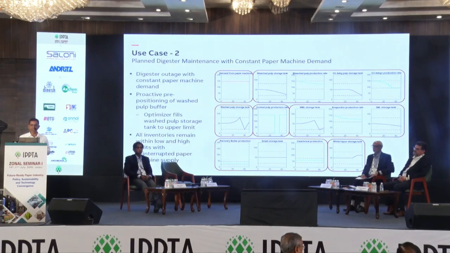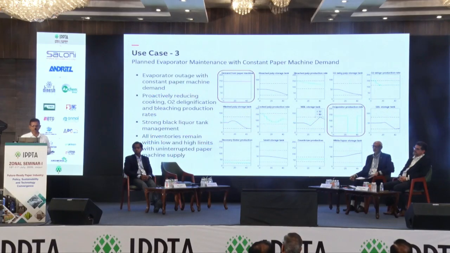Of course, there is a change in the white liquor tank level because the production rate is down. However, that level is still far away from the upper limit. So in this case, compared to use case 2, the optimizer is not only taking proactive actions but also strategically keeping the buffers at the limits to ensure constant production to meet the demand coming from the paper section.